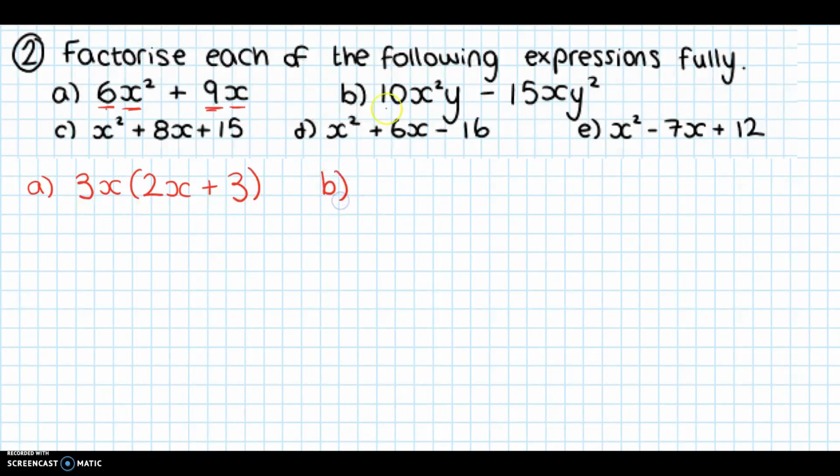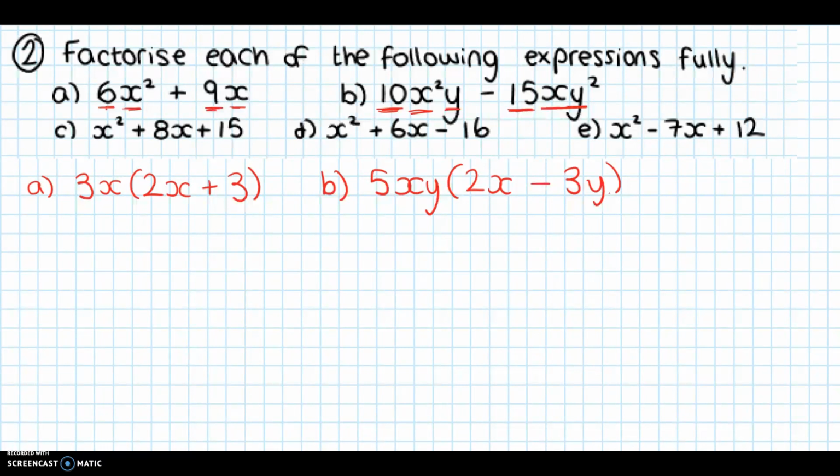If I do the same with B, the numbers are 10 and 15, so the highest factor is 5. If I look at the letters, I've got an x squared here and an x here, so at most I can take an x out of both, and a y squared, so I can take a y out of both. Then divide by 5, 10 becomes 2, divided by xy, so I've got an x left. Divided by 5, 15 becomes 3, divided by xy here, so I've got a y left.